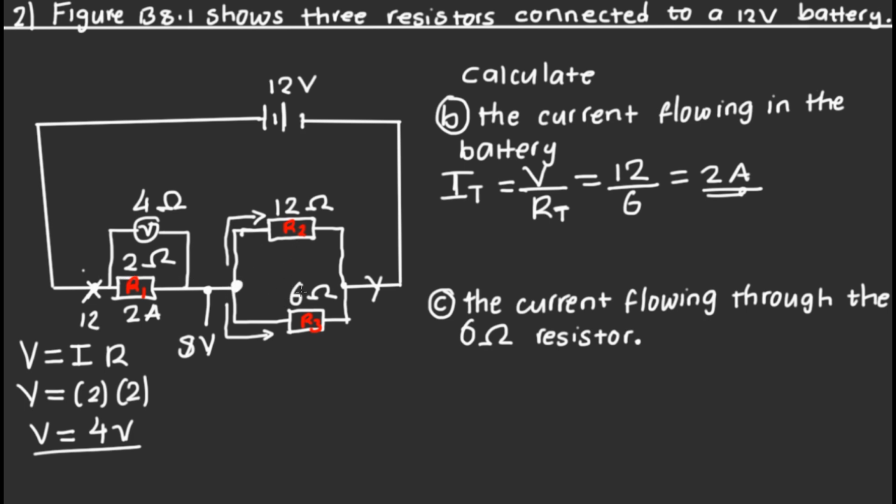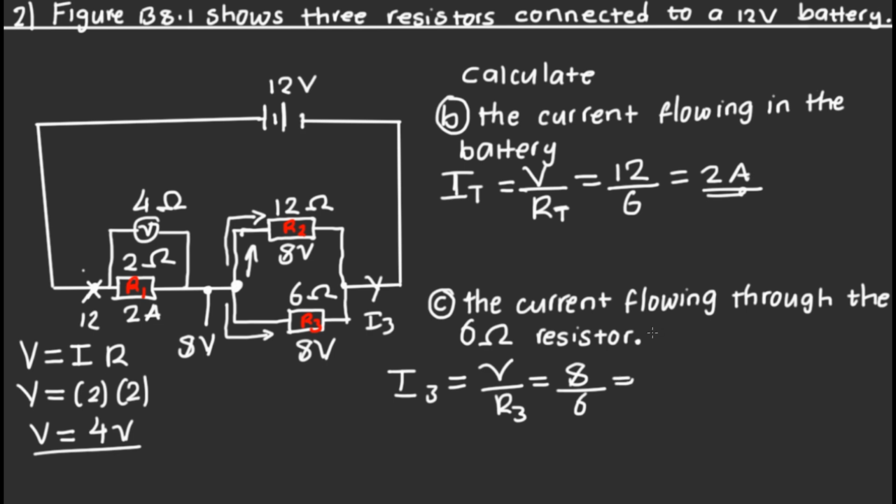Then since these two now are connected in parallel, 8 volts will go in this direction and also 8 volts will go in this direction, which means we can now find the current across the 6 ohms resistance. So let's call this one current 3. We'll say current 3 is equal to voltage divided by resistance 3. Voltage is 8 divided by 6.